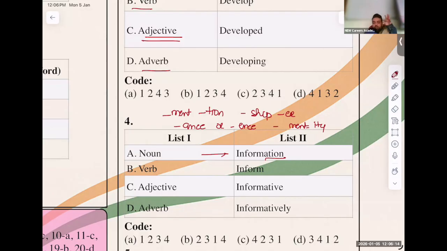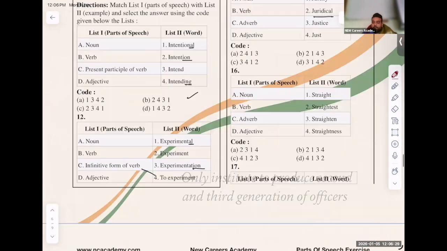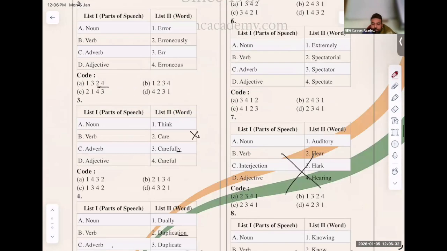That's the first. I'm not saying this is the only set of questions which are coming. This is one set of questions where they say, okay, you tell me which is noun, adjective, and accordingly. This is exactly from the paper itself. I've taken it from the paper. This is not by myself. Okay, let's move to the next one.